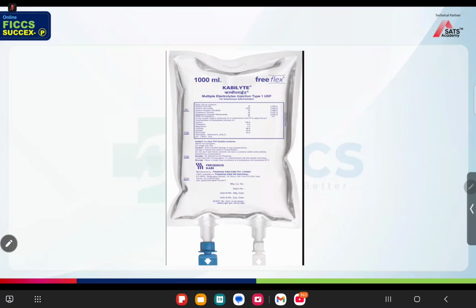Can you name trials on balanced salt solution versus normal saline? The very recent trials on that, from 2018 onwards. 3-4 trials have been done.